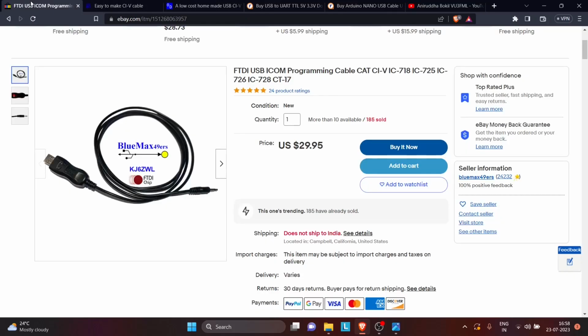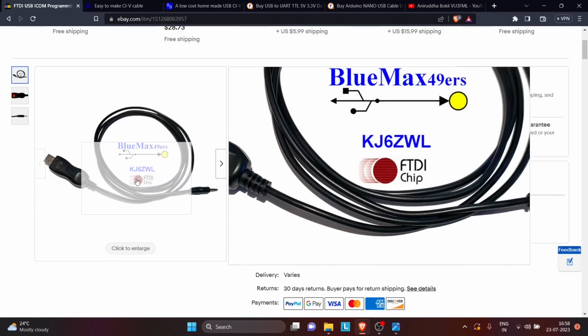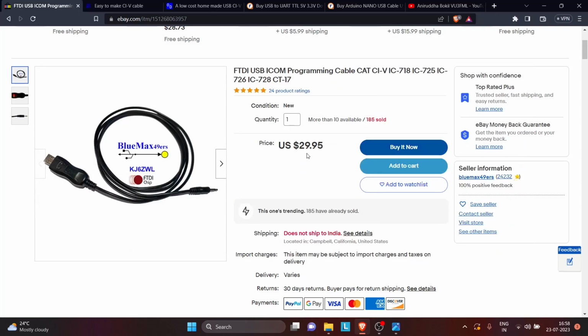You may have seen in those videos that the software requires this cable. It is the FTDI USB Icom programming CAT CI-V cable. I purchased it from the US at around $30. It is a very well built cable, but $30 is quite a cost for a cable. So I decided to make my own cable.